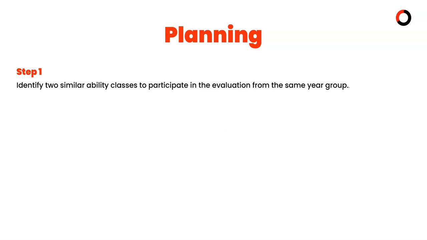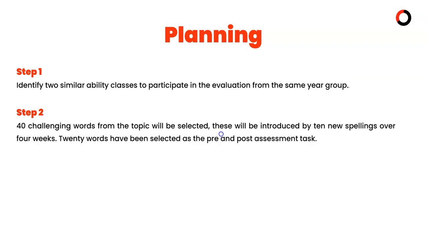So let's go through this step by step. In the planning stage, you need to identify two similar ability classes to participate in the evaluation from the same year group. You will then find the 40 challenging words from the topic sheet, which is in the resource folder, and then you'll be introducing these by 10 new spellings a week over 4 weeks. And 20 words have been selected as the pre and post assessment task.